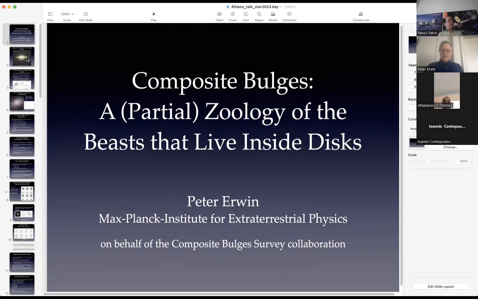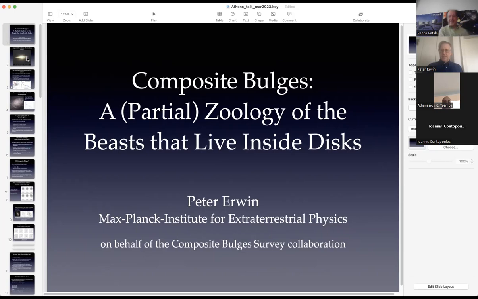He's an expert on galactic bars, especially the central bar, something that is very interesting for many of us here. And today the talk will be about composite bulges, a partial zoology of the beasts that live inside disks. And we are very glad that you will be giving this talk for us, the seminar, Peter. And we are looking forward to listening to the talk. So if there are questions, people may interrupt you, then I will stand up from the chair that is next to this laptop and come to tell you.